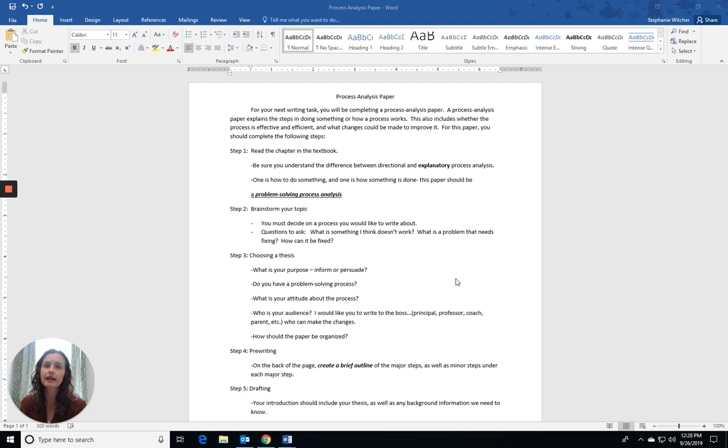So then step 3, I need to choose my thesis. What is my purpose? Am I writing to inform, or am I writing to persuade? So am I persuading you that this is the process, but there's a better way, or just informing you? That influences the tone I choose, how I write about the process. So you're going to decide, are you just informing us about the process or persuading us about something specific?